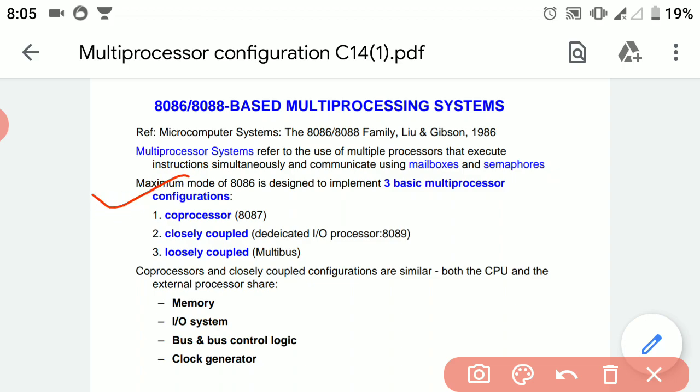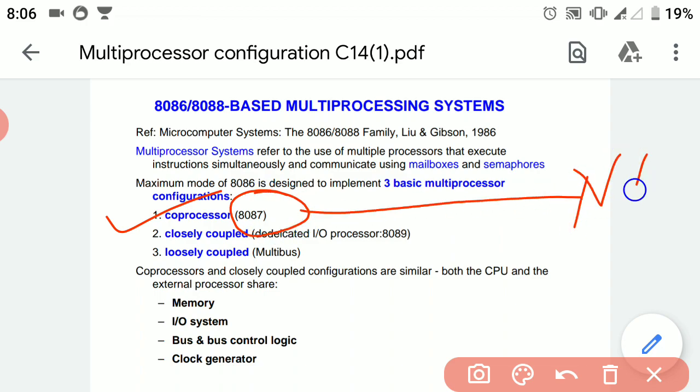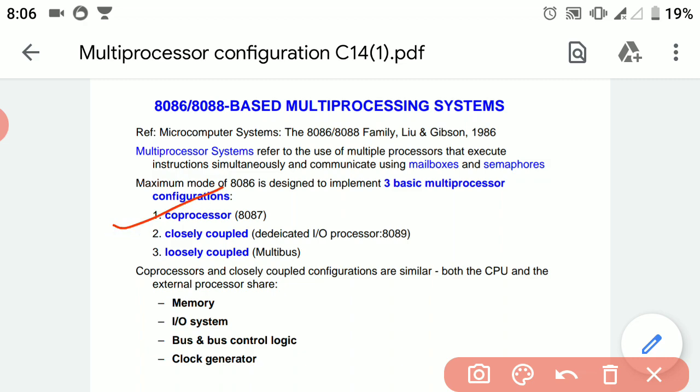Maximum mode of the 8086 processor is designed for this. Multiprocessing is actually done when our main processor is in maximum mode. Maximum mode is designed to implement 3 basic multiprocessor configurations. The multiprocessor system is divided into 3 configurations. First is coprocessor. When we are using the 8086, that is an NDP processor, then we are using the coprocessor 8087. This is our coprocessor configuration.